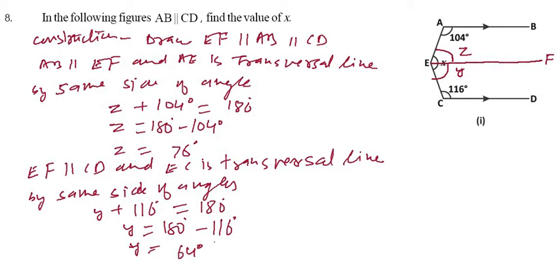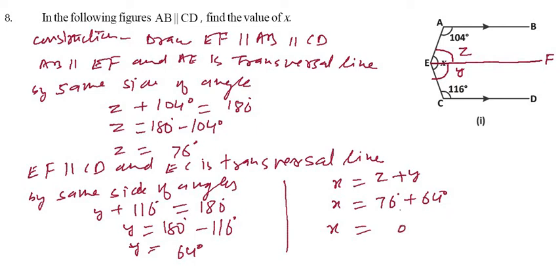And now we want to find the angle x. X is equal to, as you know, y plus z. So you can write here y plus z. So x equal to z is given as 76 degree and y is 64 degree. Add them. So 4 and 6, that is the 10, and 7, 7, 14. It is the 140 degree, and that one is your answer.